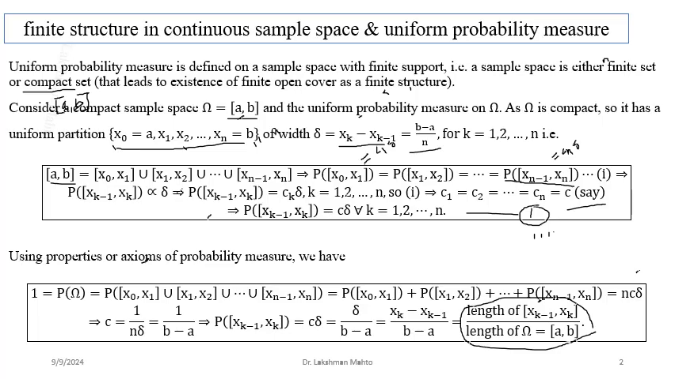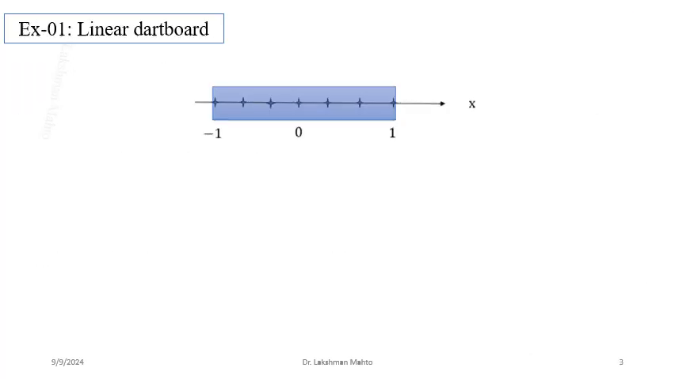So the length or measure of the sub-interval divided by the total measure of the sample space under consideration. Are you getting the meaning of this? This is very much on par with the finite discrete sample space. It looks similar, but here we are dealing with a continuous sample space. Is it clear to everyone or not? If it is not clear, we will take an example.